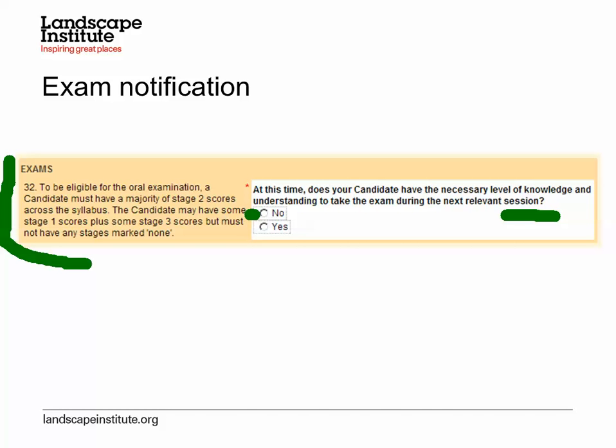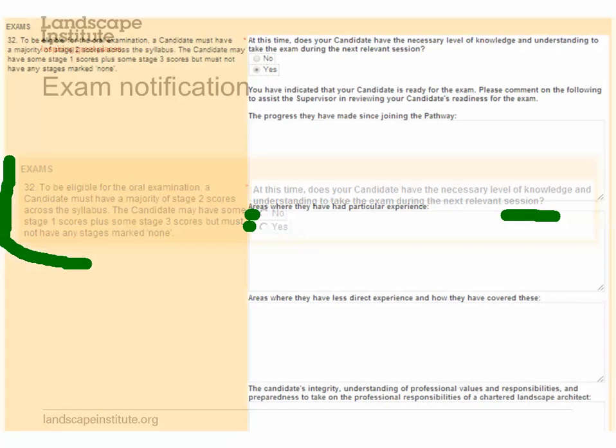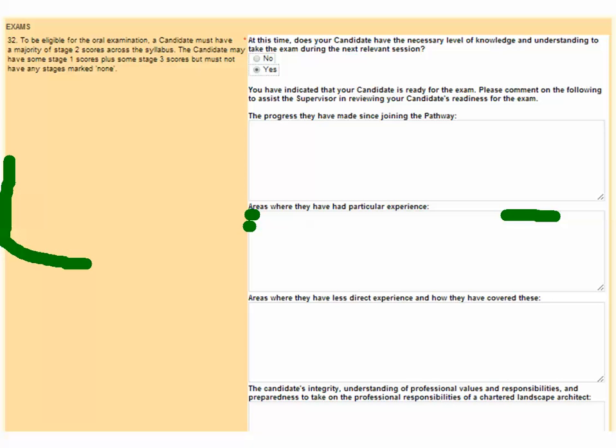Now, usually the mentor will answer no, because the candidate isn't ready until they are ready, obviously. But at some point, they're going to answer yes. And as soon as they do that, they'll have some additional questions pop up. So there are then these additional 4 questions that pop up which the mentor is asked to answer.